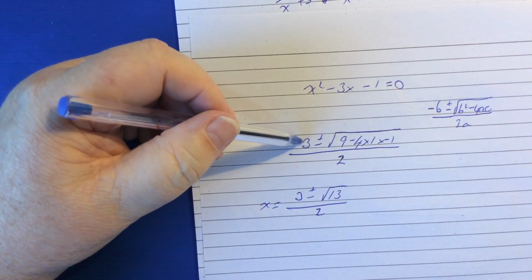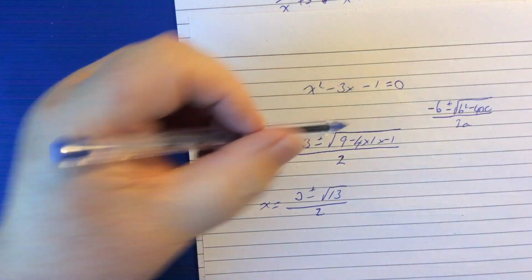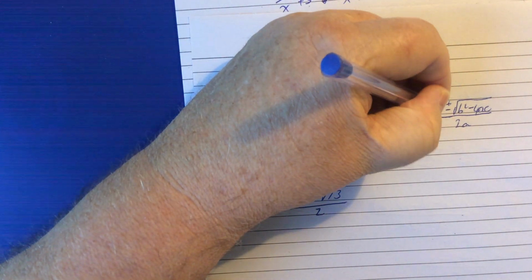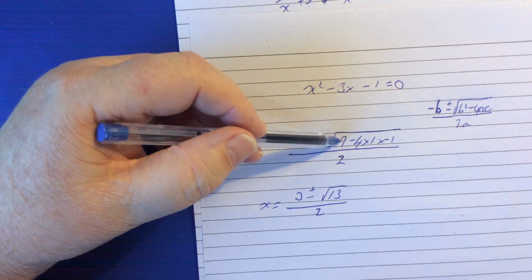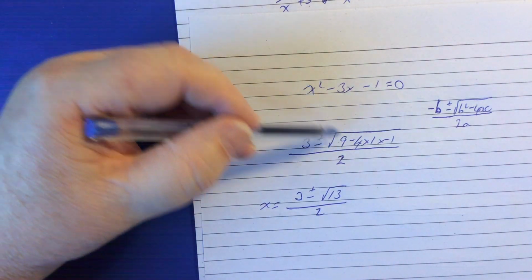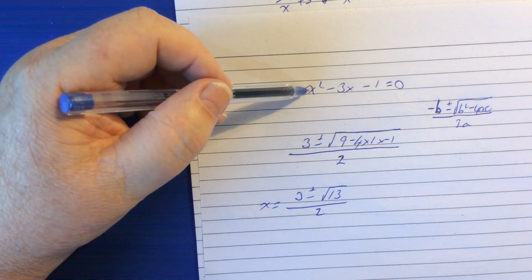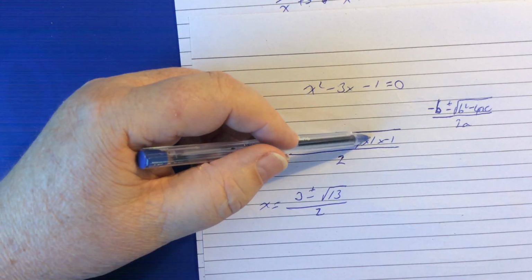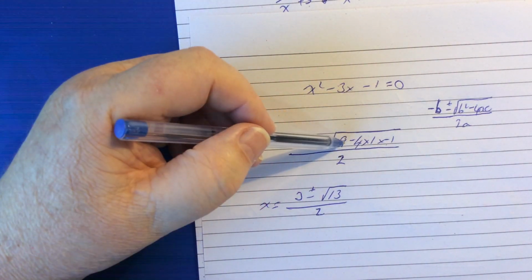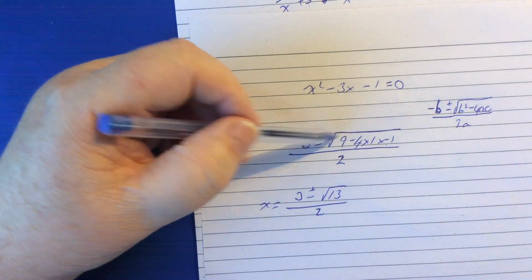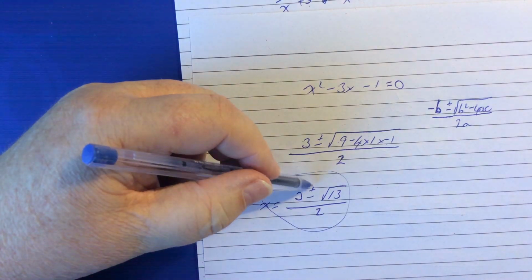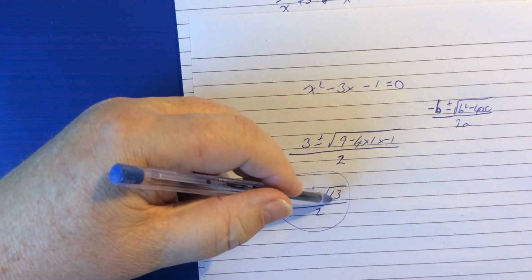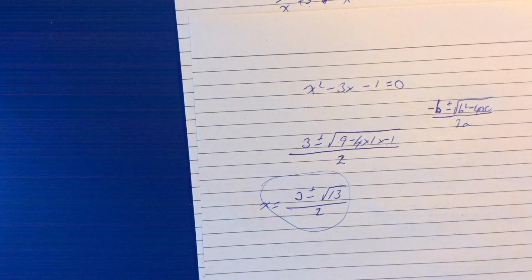So b is negative 3. That's a b, not a 6. We'll just make that clear. b squared will be 9. 4 is 4. a is 1. And c is negative 1. That gives us a positive value here. When we tidy this up, this is what we get. x is equal to 3 plus or minus the square root of 13 over 2.